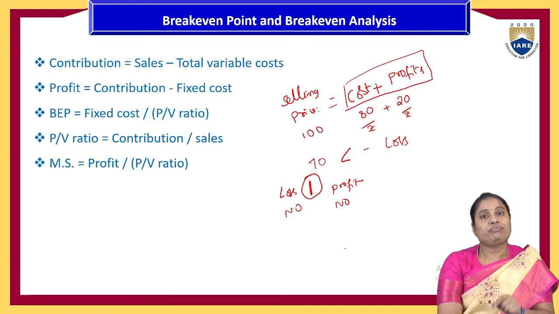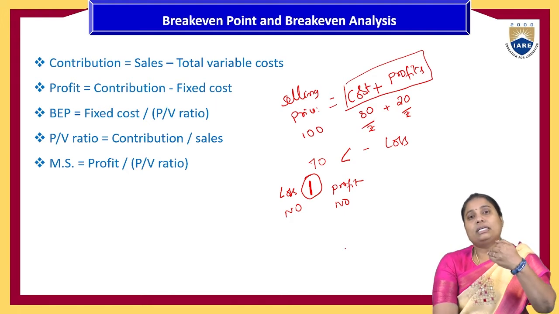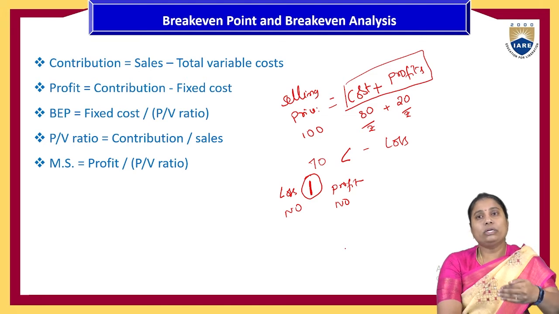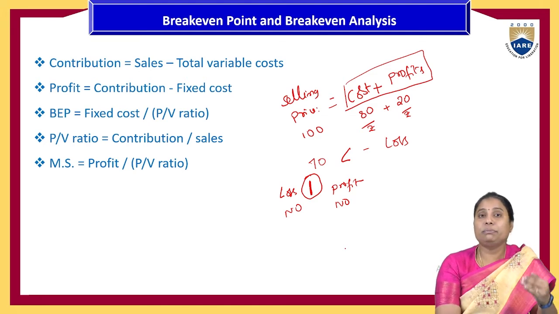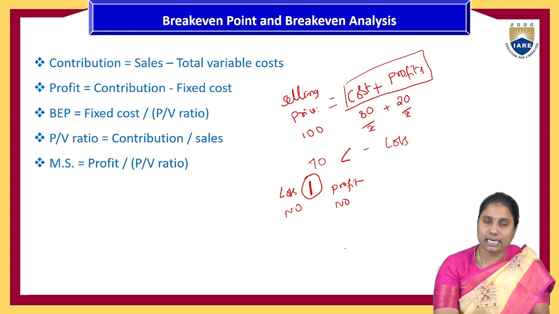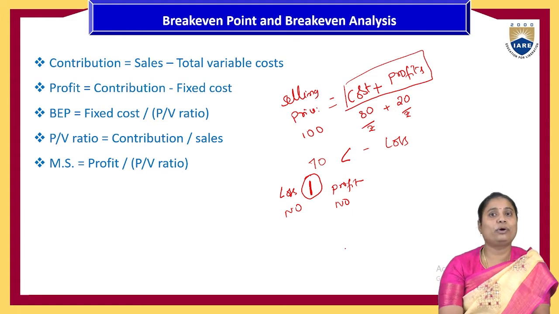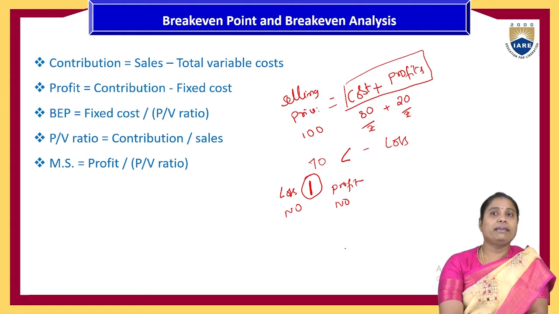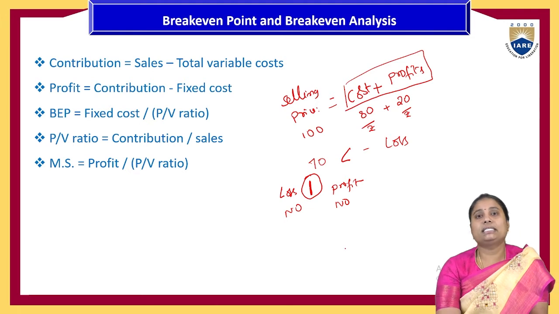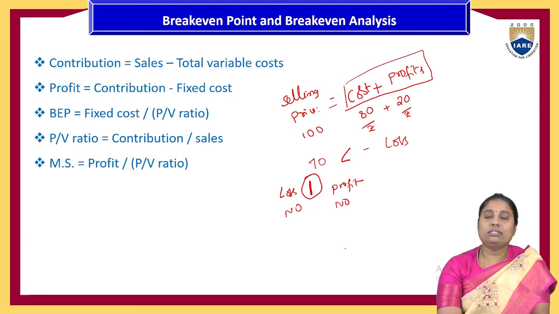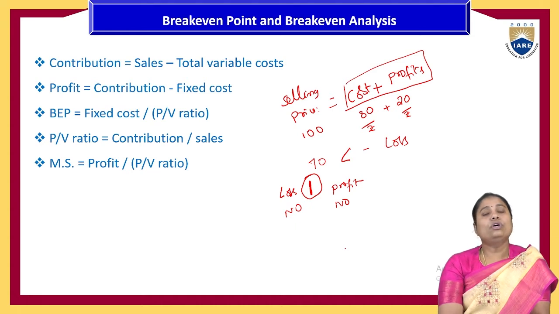So to know whether they are on the successful path or on the losses path, a milestone point has to be calculated. That milestone point is called the break-even point. In this entire session, we are going to discuss how this break-even point is calculated in practice, in terms of units and in terms of sales.